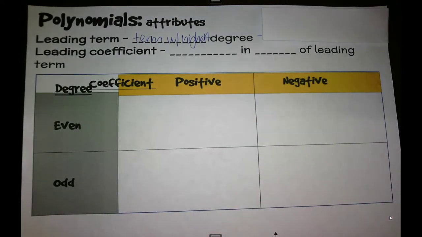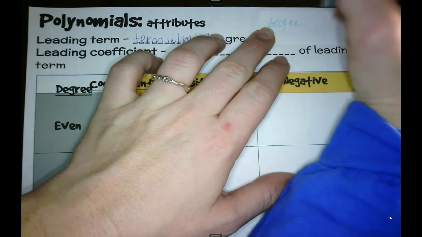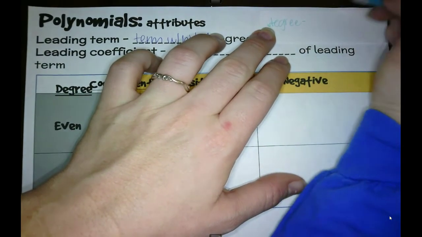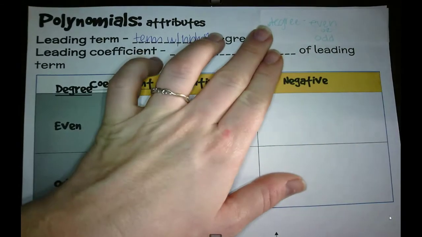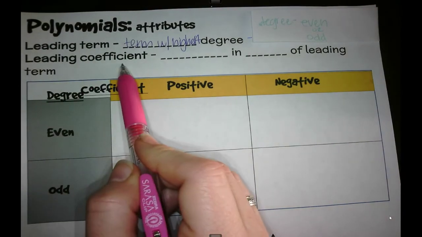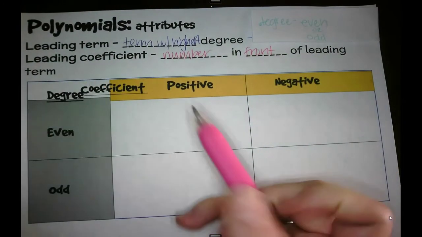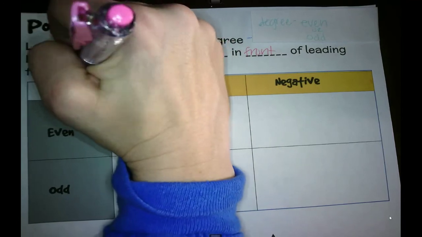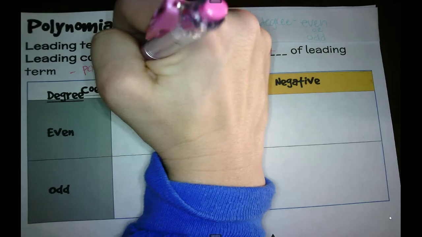So we're going to be looking at two different things with this leading term. We're going to look to see if the degree is even or if it's odd. And then we're also going to be looking at the leading coefficient, which is the number in front of this leading term. We're going to be looking to see if this number is positive or negative.